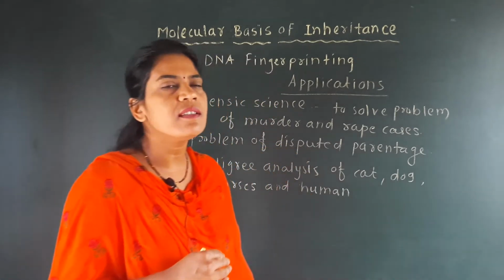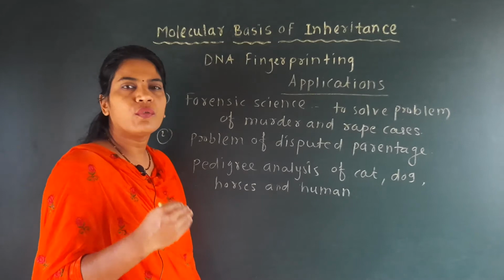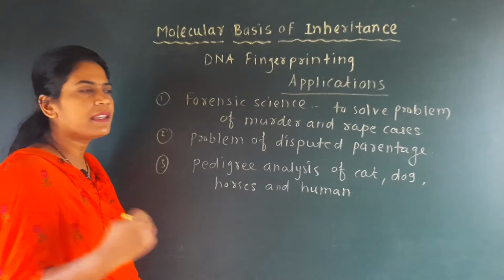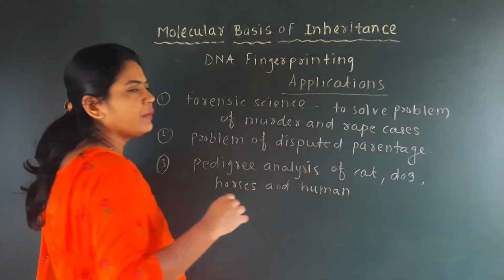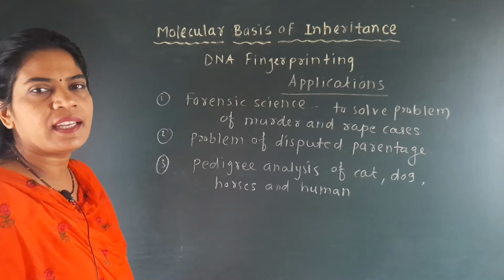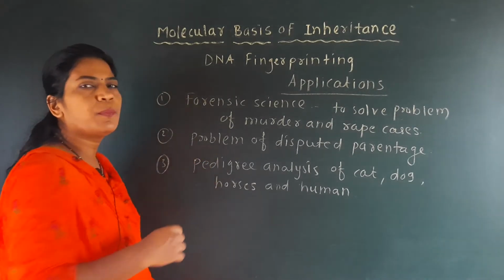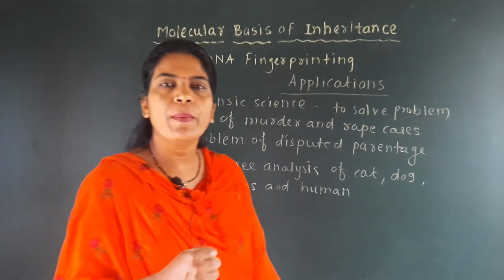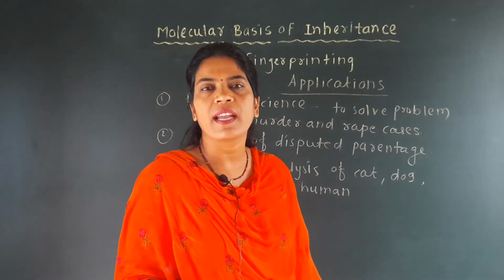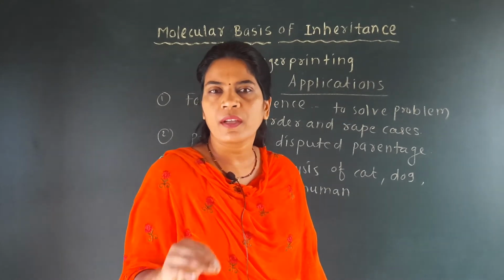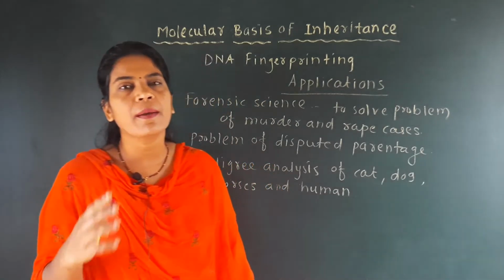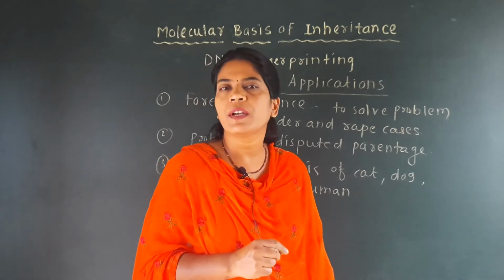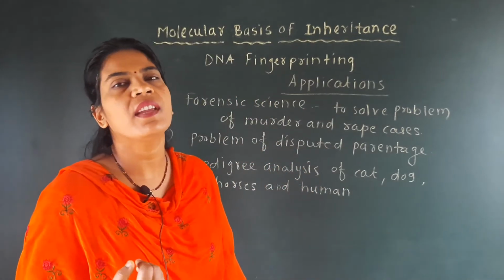So which are the applications? DNA fingerprinting can be used to solve cases of rape and murder, that is criminal cases, where the particular person can be identified with the help of identification of the DNA. The second one is disputed parentage. Disputed parentage means to identify the correct mother or father of a child, or both, or finding the child of particular parents. That case can be solved by using DNA fingerprinting.